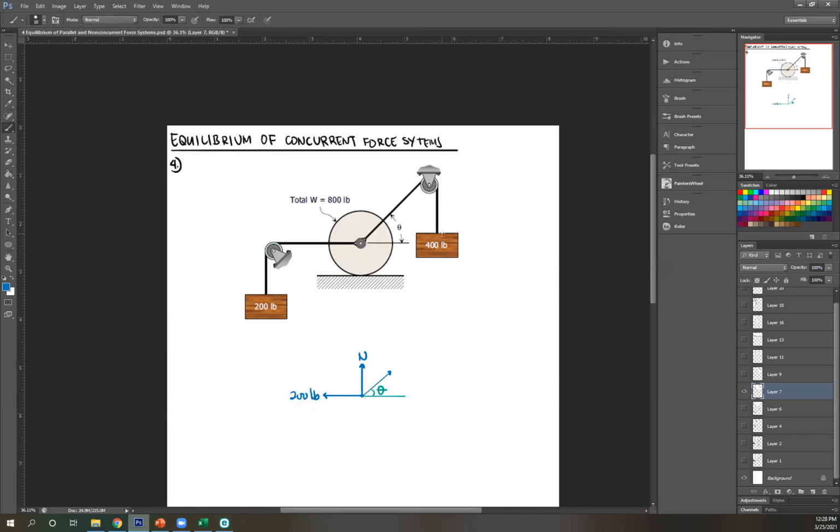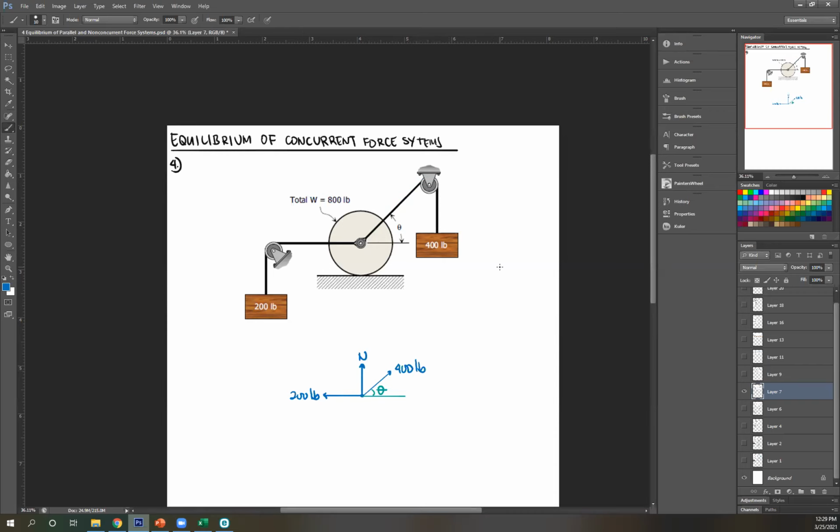Same thing here. You have a 400-pound force. Even though it is at an angle, magnitude doesn't change, just direction. So this string is carrying 400, passes through the pulley, frictionless pulley. So the force it carries doesn't change. This string now also carries the 400-pound force. So 400.